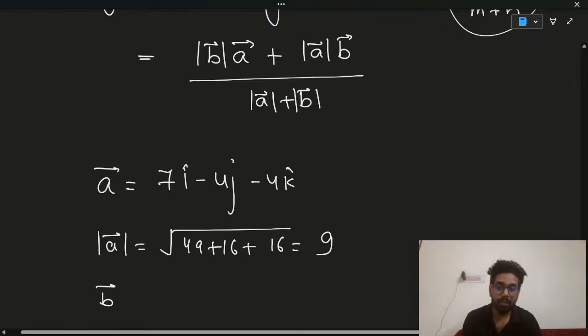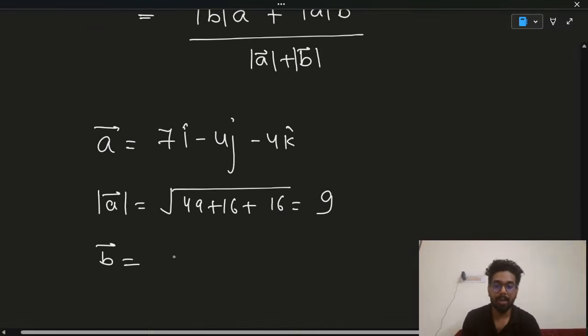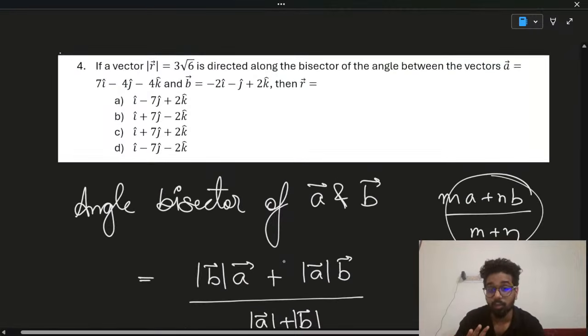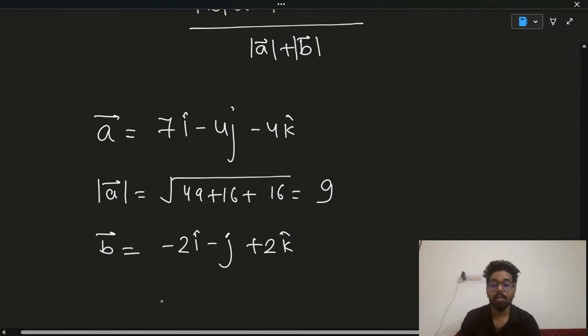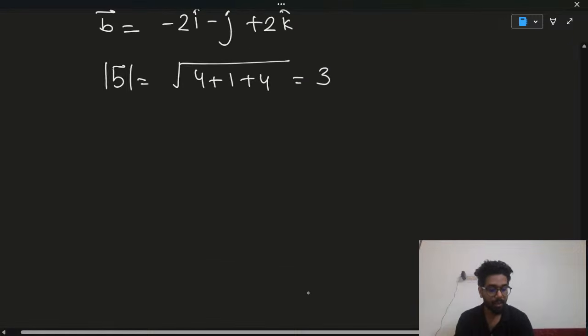Now what is B vector? B vector is equal to minus 2i minus j plus 2k. Let me cross verify; this thing you have to cross verify in the examination also. Now what is the modulus of B vector? It's under root of minus 2 square is 4, minus 1 square is 1, 2 square is 4. This is root 9, which is equal to 3.